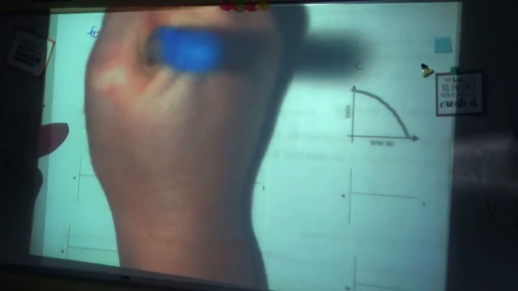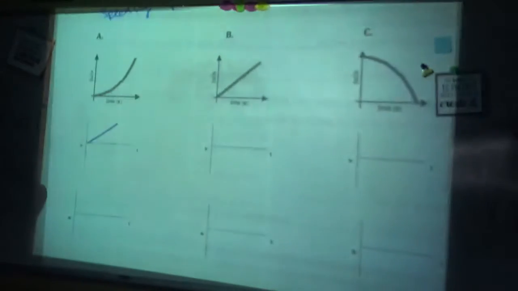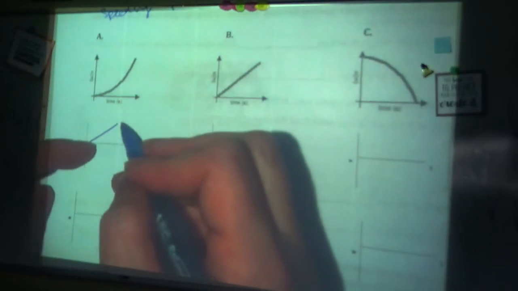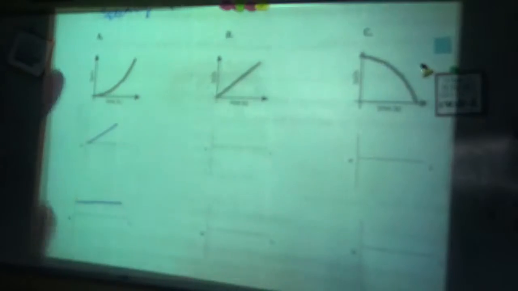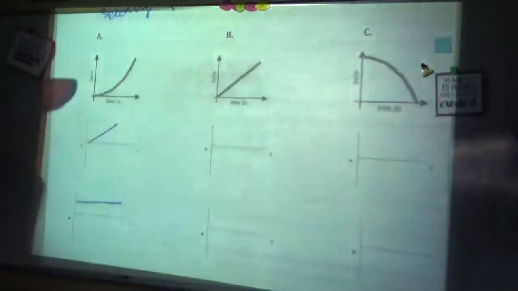So if it's moving forward and speeding up, then I want positive velocities, because forward would be a positive velocity, and speeding up means the velocity is going up, so something like this. And then, if it is speeding up, I do have an acceleration. The fact that this line is going up means it's a positive acceleration. So constant acceleration, it's just positive, so that's above the axis.